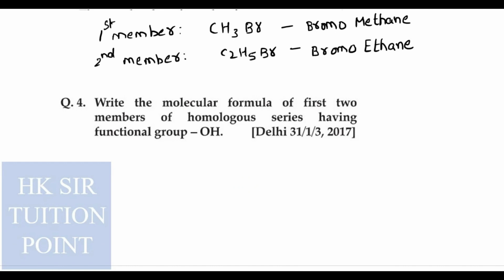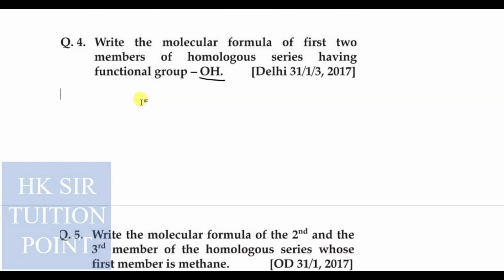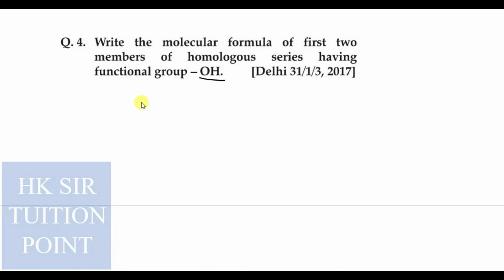Next, let's see the next question. Write the molecular formula of first two members of homologous series having functional group OH. When given OH, clearly it is the OH we use for alcohols. Alcohol. So let's go for alcohol. Alcohol is one type of functional group.